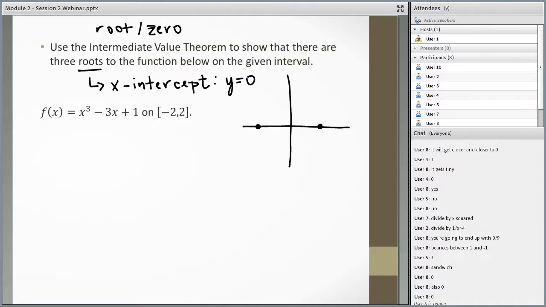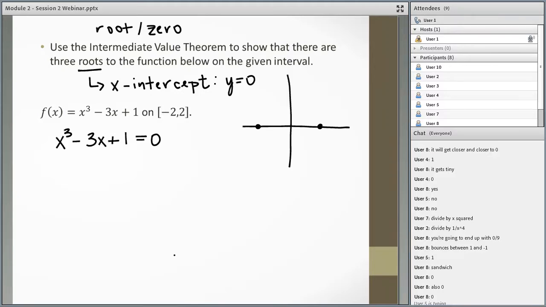How is this useful? Well, we're trying to show that there are 3 roots to the function below on the given interval, meaning somewhere between -2 and 2, this function is going to cross the x-axis 3 times. Ideally, we would just solve it by setting it equal to 0. But the problem is this isn't something that factors very nicely. So factoring it or solving it isn't nearly as easy.